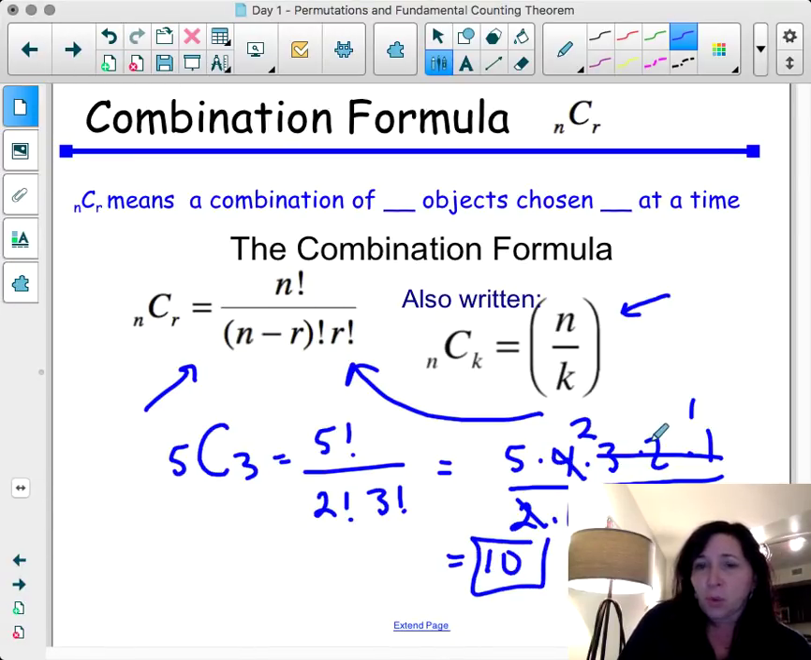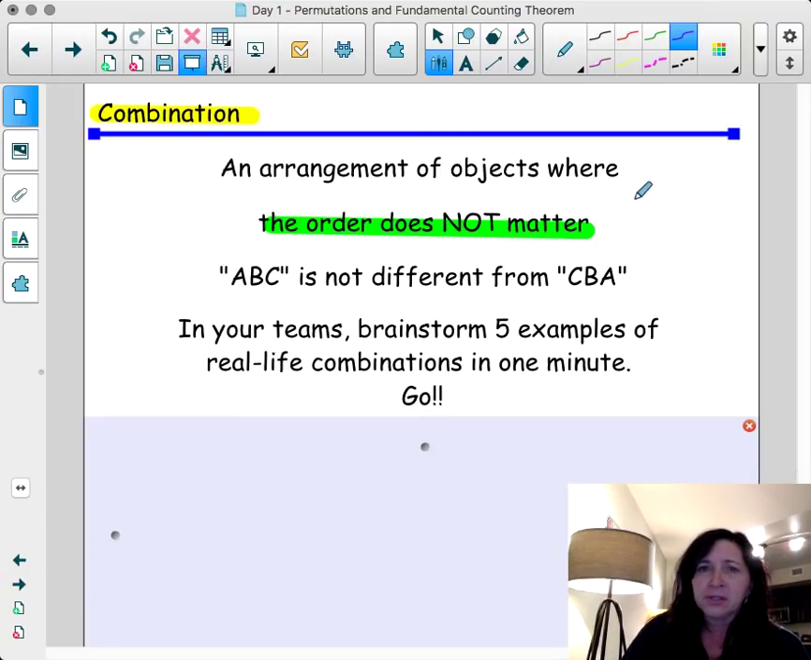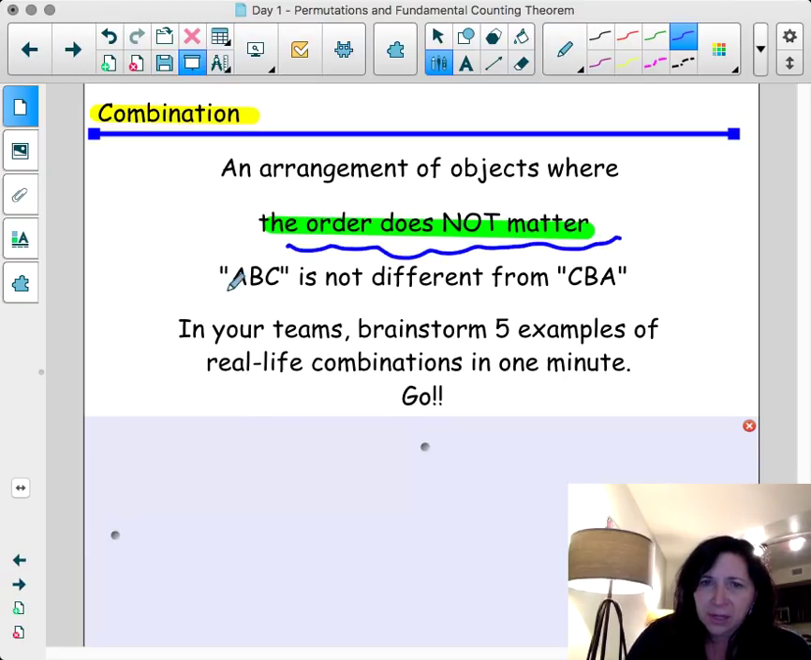This is where order doesn't matter. C or nCr means a combination of n objects taking r at a time. So combinations, again, are arrangements when order does not matter. So ABC is not different than CBA because order doesn't matter.